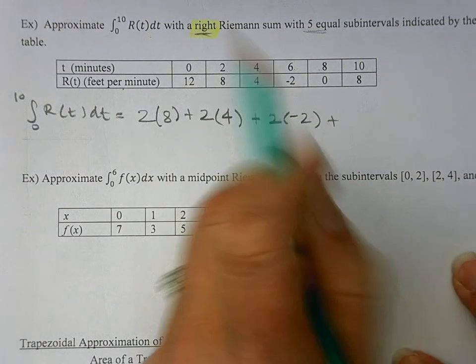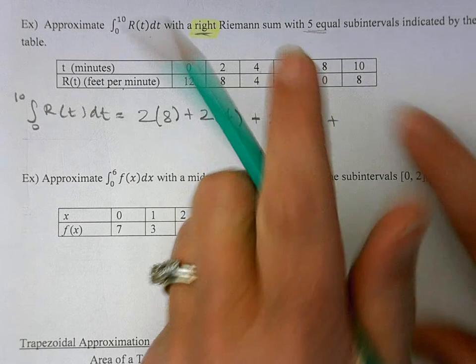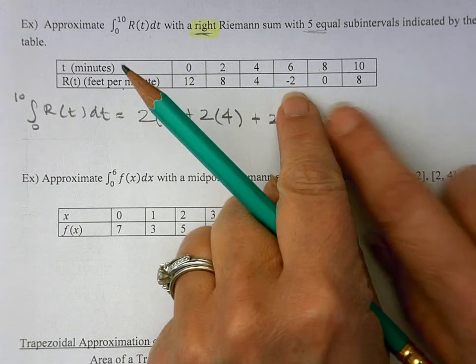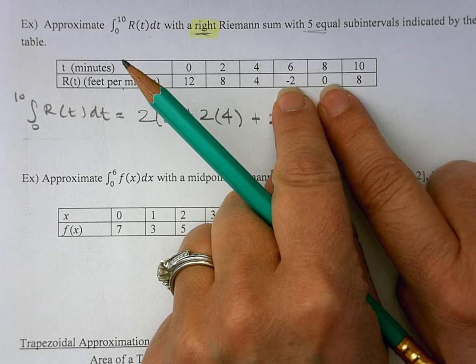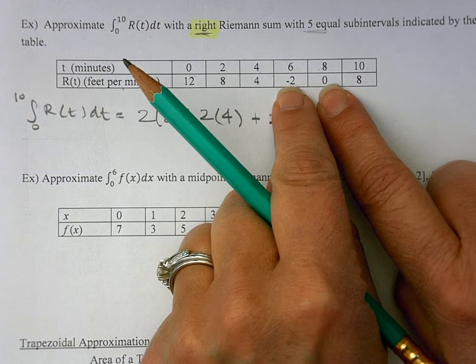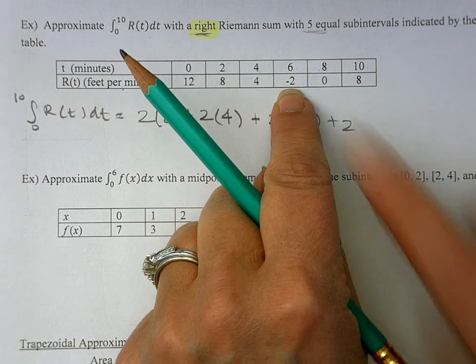And then now we're going from 6 to 8. So from 6 to 8, how far is that? 2 units apart. And then now I need to pick my y value to create that height of that rectangle. Do I pick negative 2 or do I pick 0? It's not eeny meeny, people. If it says right Riemann, I'm going to pick the right side, so that would be 0.